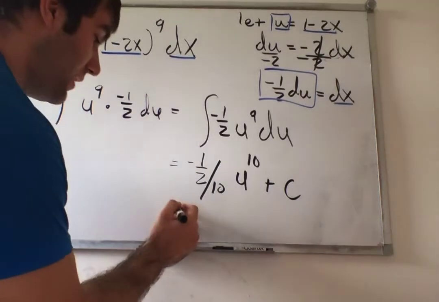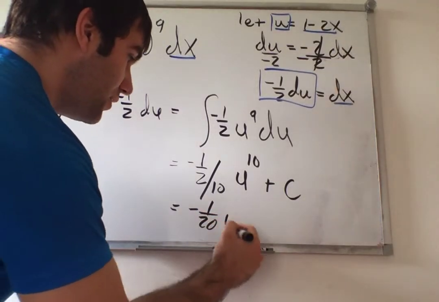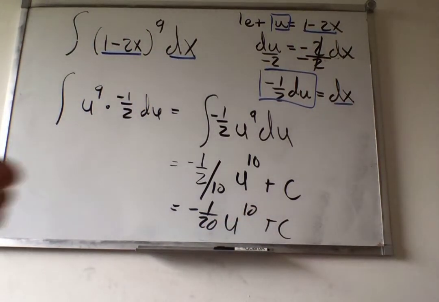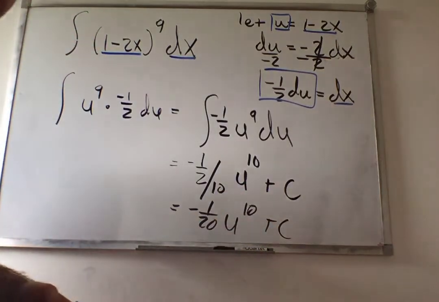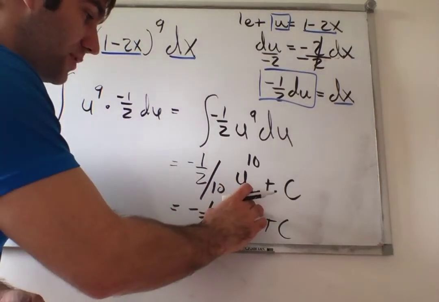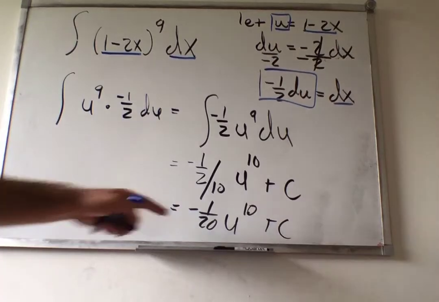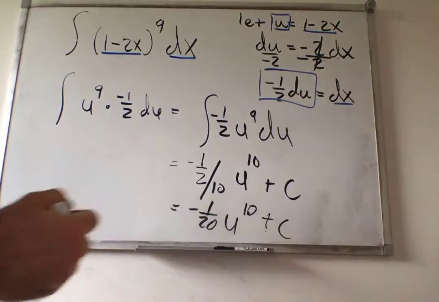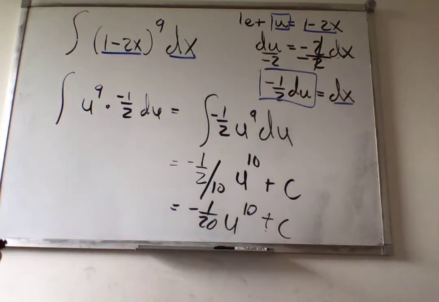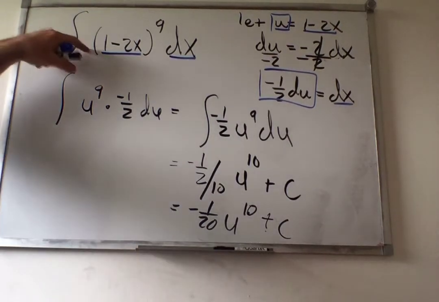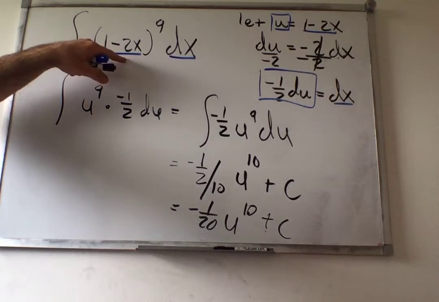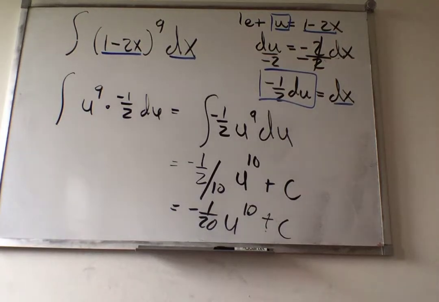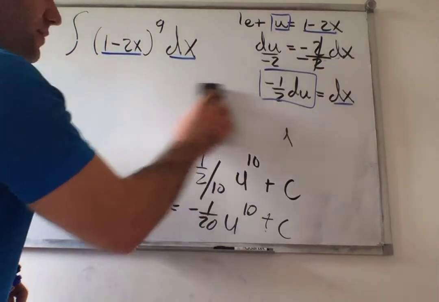So we get -1/20 u to the 10th plus c. I apologize. I don't mean to say final answer. That's not our final answer. We get an answer of -1/20 u to the 10th plus c. Now, the original question asked us our integral in terms of x. So we have to take the u, plug it back in here to get our final answer. So we no longer need this.